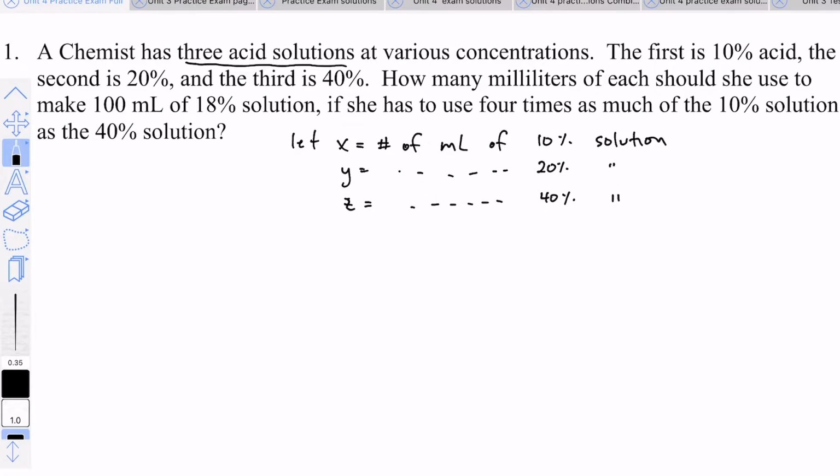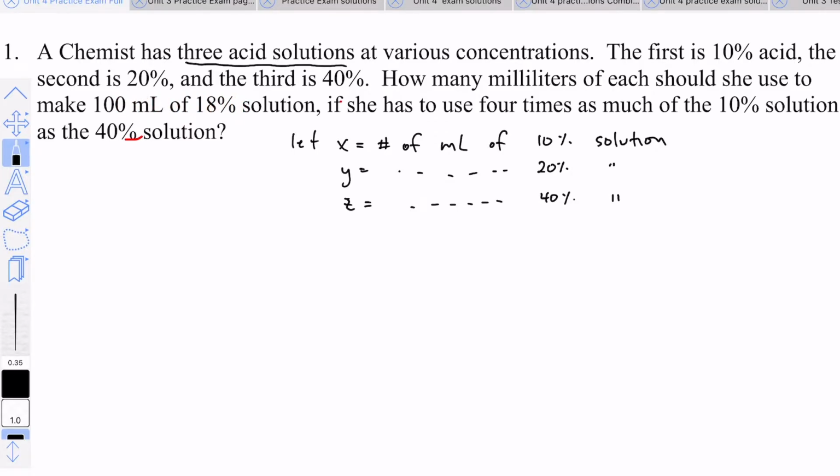Now we need to create the same number of equations as we have variables. If there's three variables here, we need three equations. So equation 1 is there's going to be 100 milliliters of this solution. So the end goal is to have a solution that contains 100 milliliters at 18% concentration. So the first equation I'm going to make is going to involve this number here. So more than likely the chemist is going to combine all three acids, the 10%, the 20%, and the 40%. She's going to combine them all together to make this solution right here, 100 milliliters at 18%.